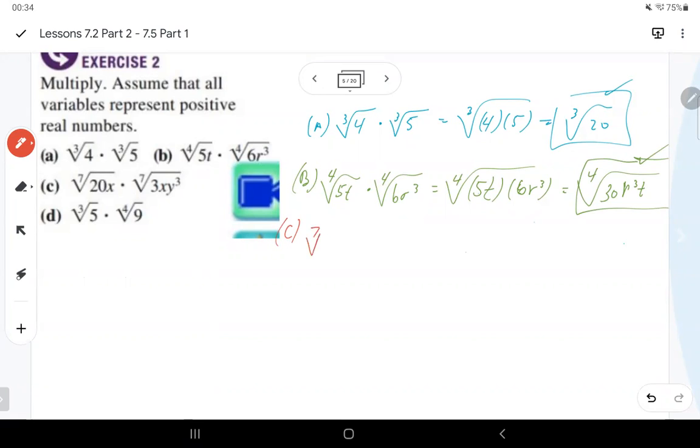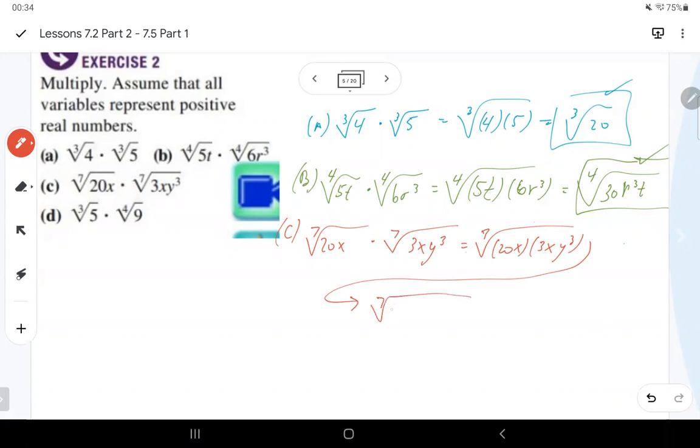Indexes again are the same, so 20x times the 7th root of 3xy cubed. We get the 7th root of 20x times 3xy cubed. So that gives us the 7th root of 60 x squared y cubed.